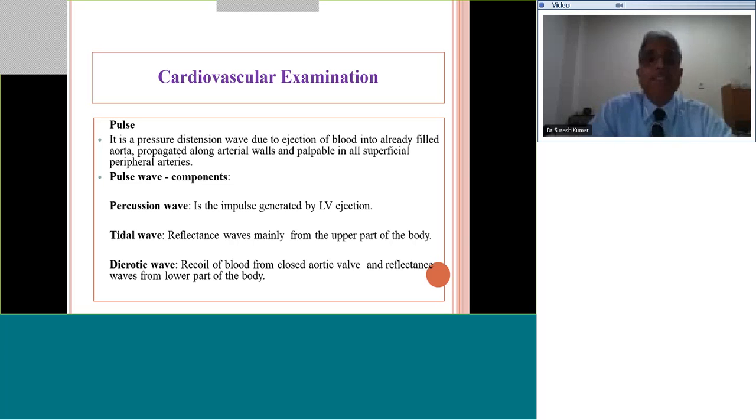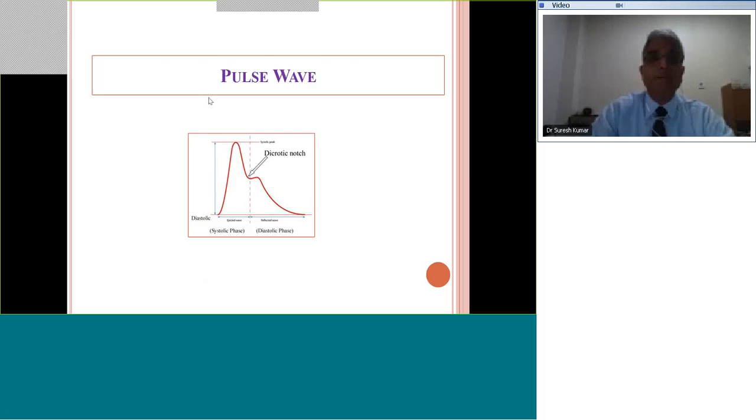The wave itself has components, like the percussion wave, which is the impulse generated by the LV ejection, the tidal wave, which is composed of reflectance waves from the upper part of the body, and the dicrotic wave, which is recoil of blood from the closed aortic valve and reflectance waves from the lower part of the body. Here, this is the percussion wave. Normally, the tidal wave gets superimposed on that, and it's not separately distinguishable. When it is, we will refer to the conditions. And the dicrotic notch and the dicrotic wave are also not ordinarily palpable.